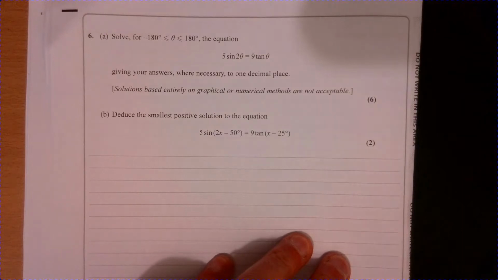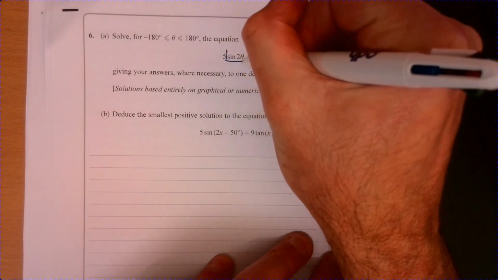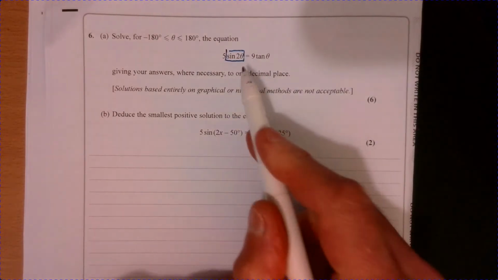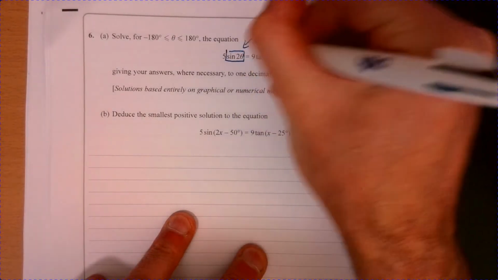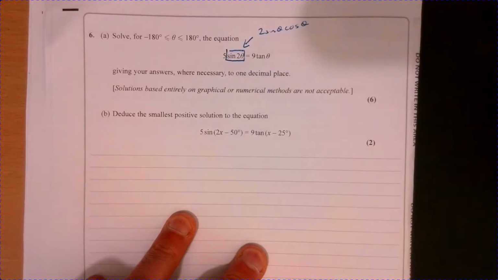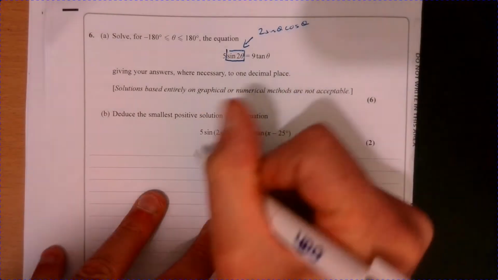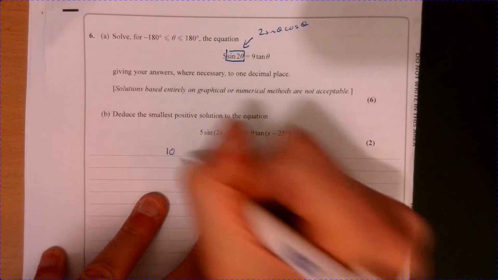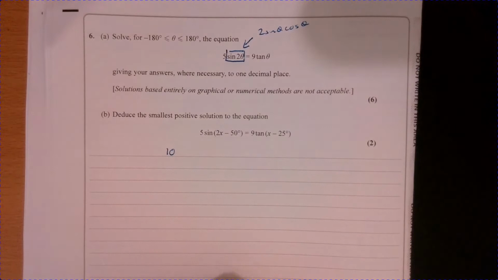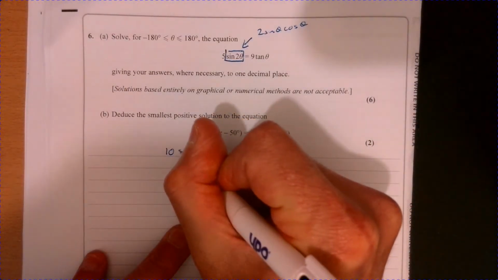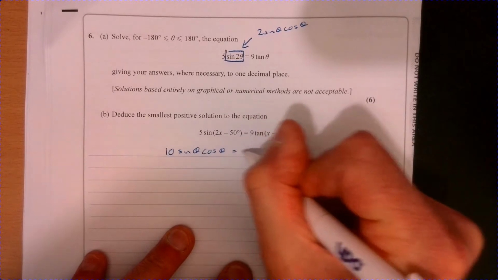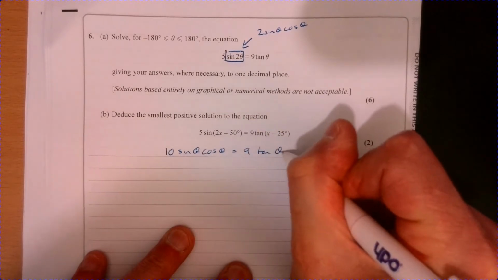Question 6. The first thing is you should be spotting that sine 2 theta. So you replace sine 2 theta with 2 sine theta cos theta, right? So if I now write out where I've got to, 2 times 5 is 10. There we go. So where have we got to now? We've got 10 sine theta cos theta is equal to 9 tan theta.